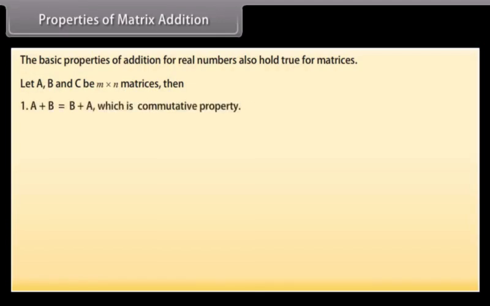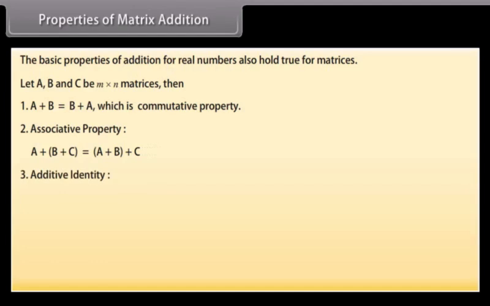Properties of matrix addition. The basic properties of addition for real numbers also hold true for matrices. Let A, B and C be m by n matrices. Then A plus B is equal to B plus A, which is the commutative property. Associative property: (A plus B) plus C is equal to A plus (B plus C).